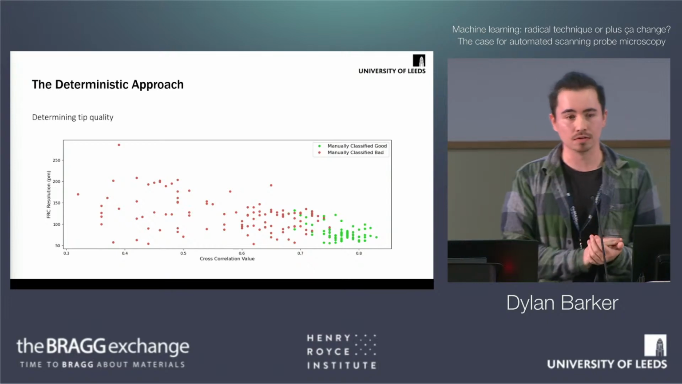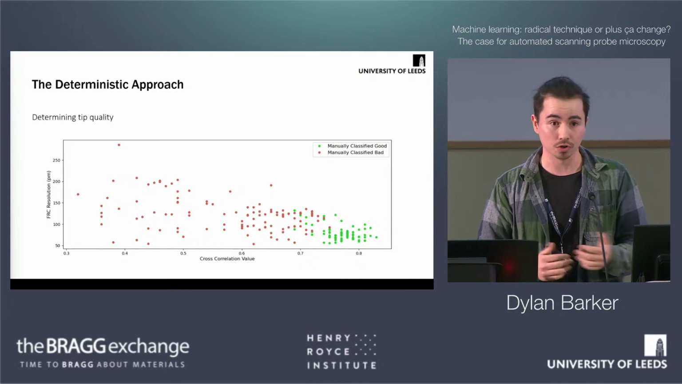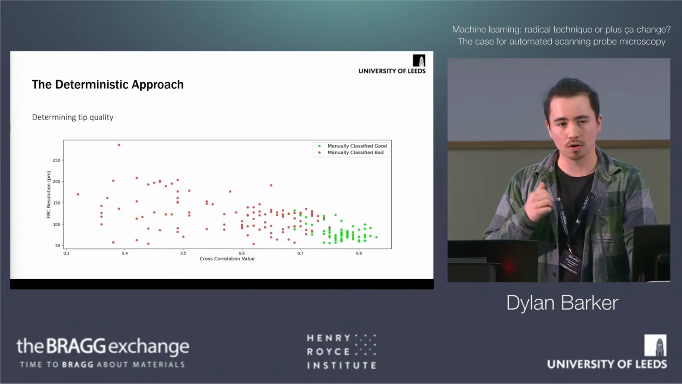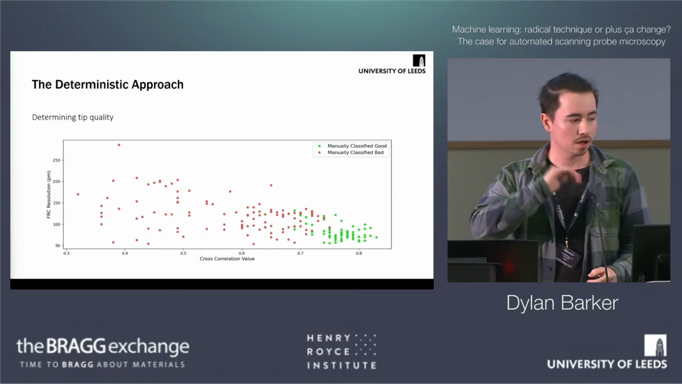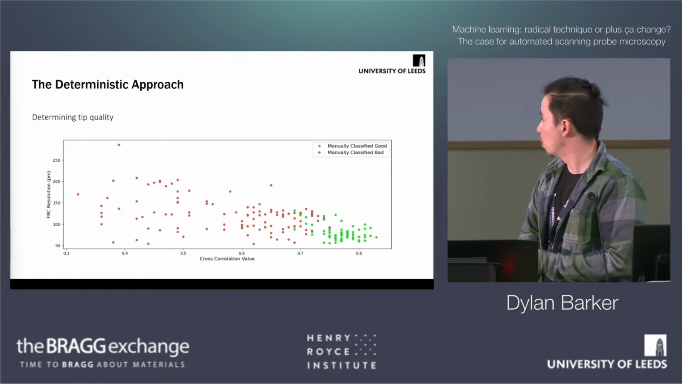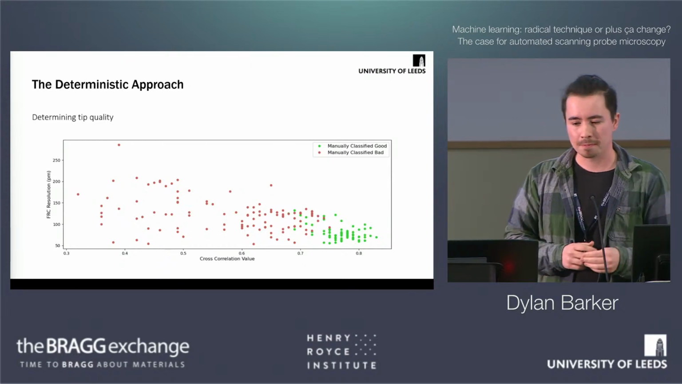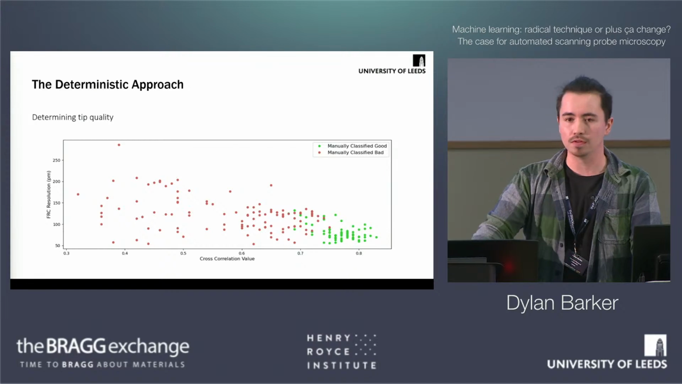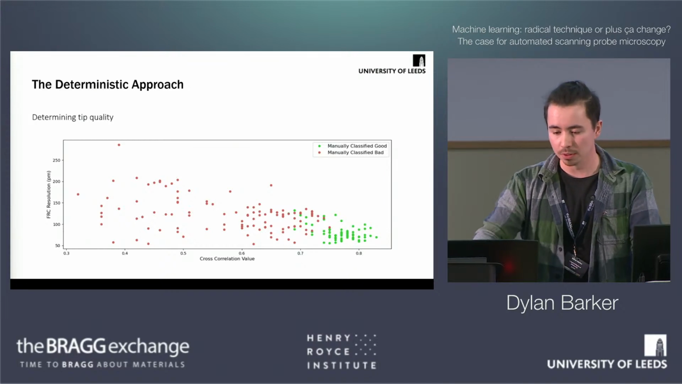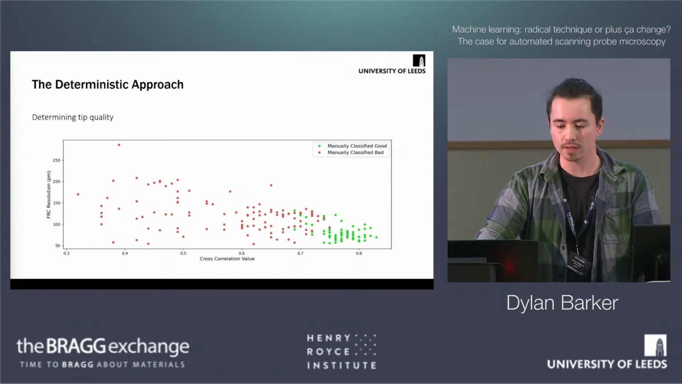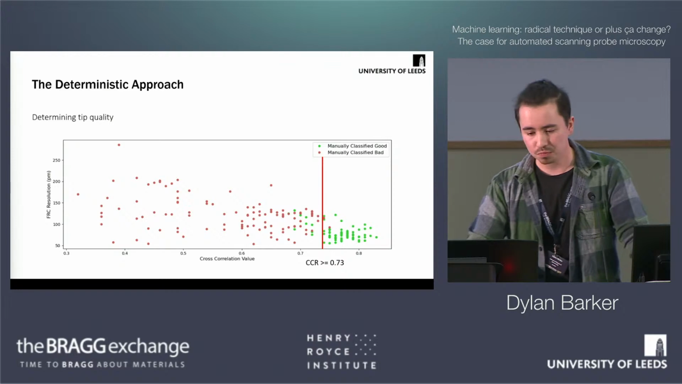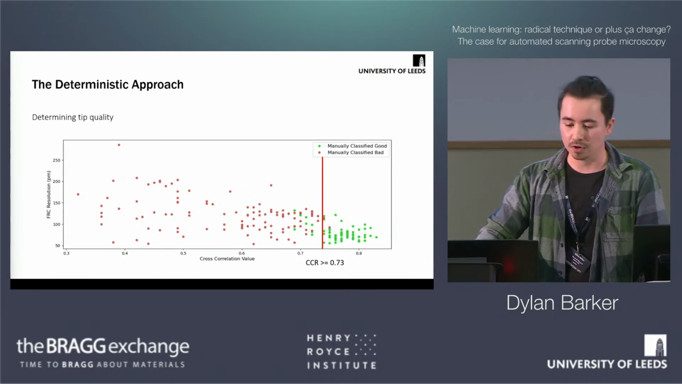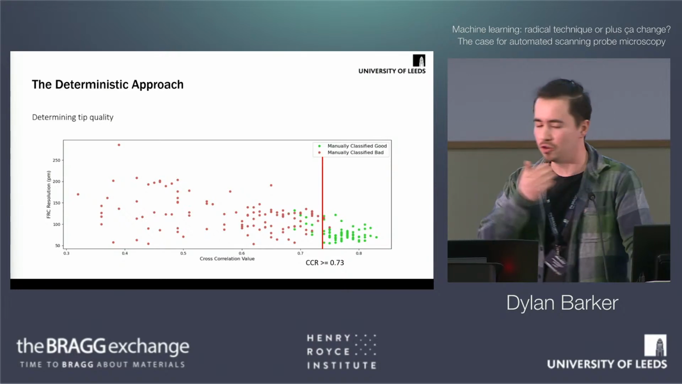So how do we use this method to actually determine how good our tips are? Here's a scatter plot showing the cross-correlation value on the x-axis and the Fourier ring correlation resolution on the y-axis. In green we've got our good images, and in red we've got our bad images. You can see this grouping of the good images on the right-hand side. So what we can do is simply find a threshold. We can say that when the cross-correlation is above a certain value, our images are good, and below, they're all bad. The Fourier ring correlation is on here, but we don't use this anymore.